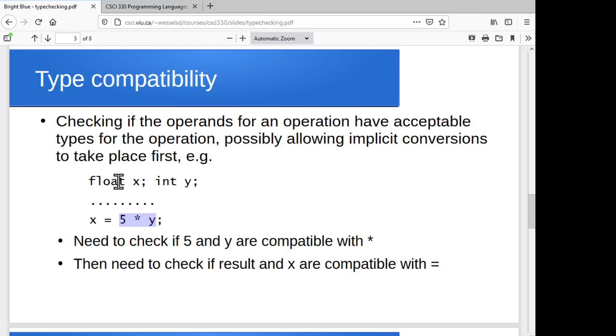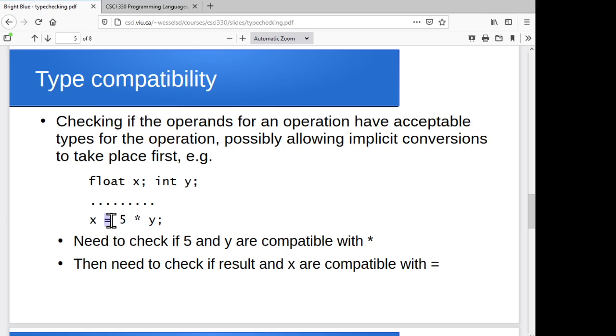So again, if we take our typical float and int example, sorry, I'm mixing up my example here. Let's say we've got our float x that's going to be the target for an assignment. We've got an integer y. We're doing 5 times y and then assigning it to x. In this case, the two operands of our multiplication are both ints, so it's probably going to do integer multiplication. And then we're assigning the integer result of that to a floating point variable.